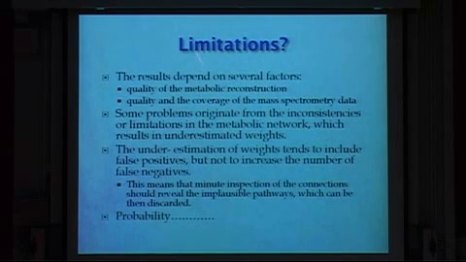So there are a number of limitations of this model, in that the results are dependent on several factors. The quality of the metabolic reconstruction: if you take something from KEGG, or you take one of the Palsson models, or another model, of course you're going to get different answers depending on what the reconstruction looks like. The quality and coverage of the mass spectrometry data is a problem, because the more sparse it is, the harder it is to actually get anything out of the data, and the data can also be quite noisy, so that's also a particular problem. And some problems also arise from the inconsistencies or limitations of the metabolic network, which result in unestimated weights. This is in terms of dealing with how one traverses the metabolic network.